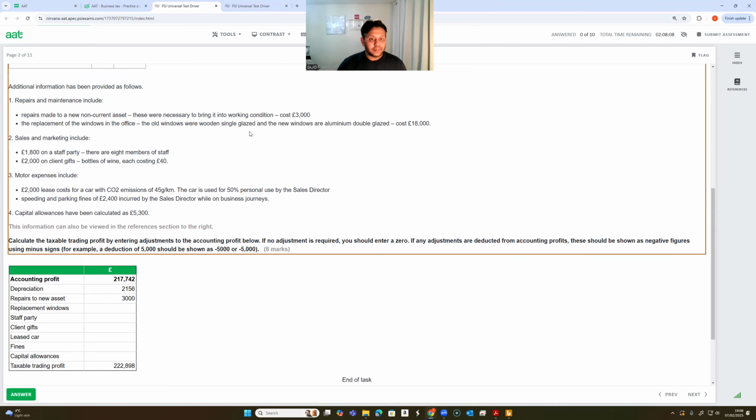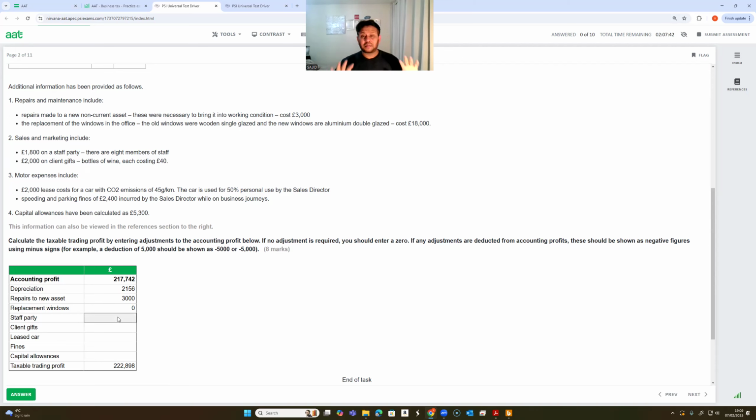The next one is the replacement of the window. Remember that I'm replacing single glass with double glass because I want to bring the standard to the industry norm. That means this is required. So I'm just following the standard. If I do that, it is allowable expenditure. Don't have to do anything. So just write 0.